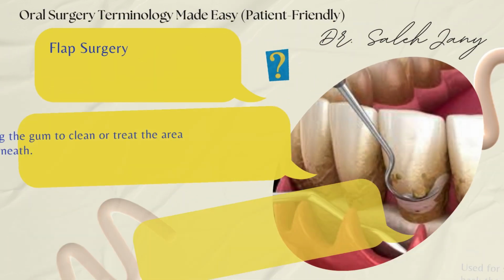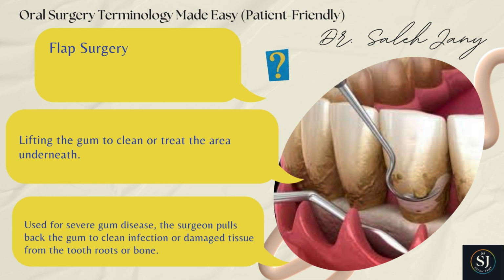Flap surgery. What it means: lifting the gum to clean or treat the area underneath. Explanation: used for severe gum disease, the surgeon pulls back the gum to clean infection or damaged tissue from the tooth roots or bone.